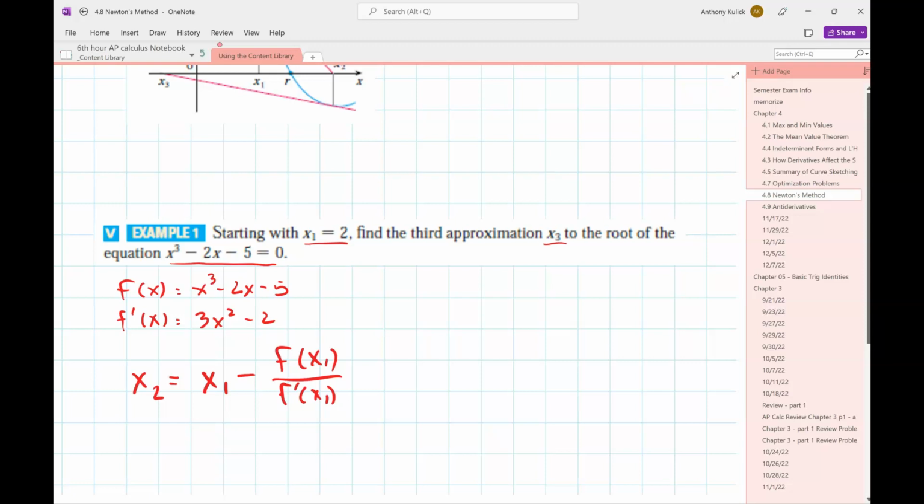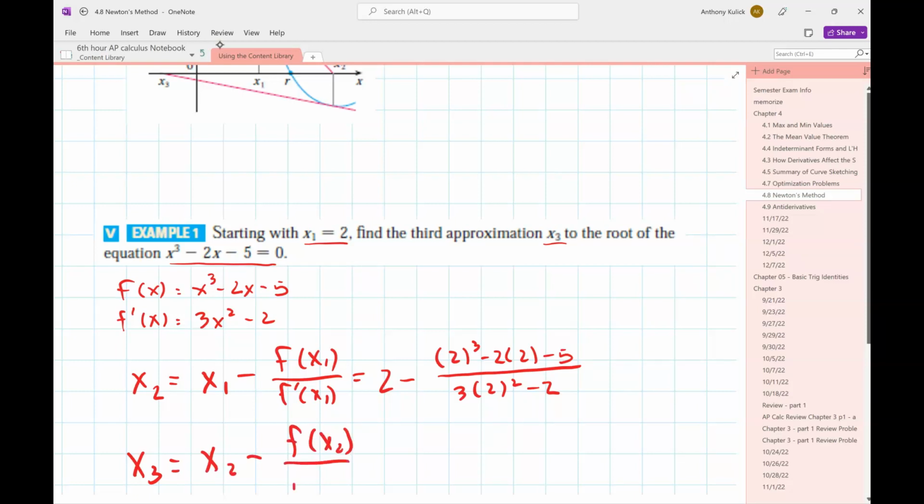Is going to be this, right? Or 2 minus 2 cubed minus 2 times 2 minus 5 divided by 3 times 2 squared minus 2. Everybody's okay with that? And then x3 is just going to take that answer that we just got and plug it back into the formula, right? Everybody's happy with the approach here?